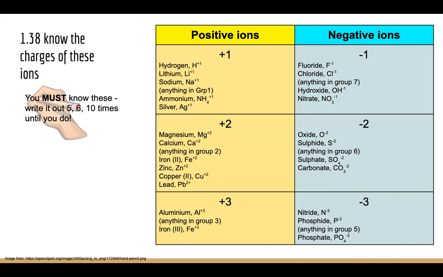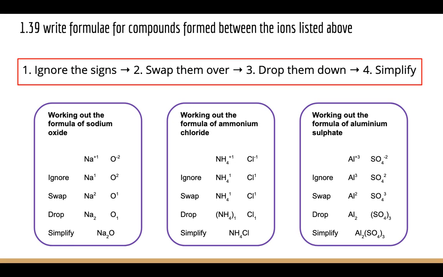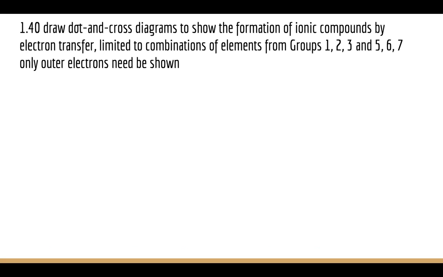You've got to know the valency table, and you've got to know: ignore the signs, swap them over, drop them down, simplify to work out the formulas. If you don't, pause on any of those slides, and you can go back to those. Okay, first of all, dot cross diagrams.